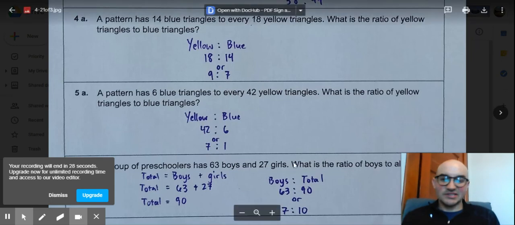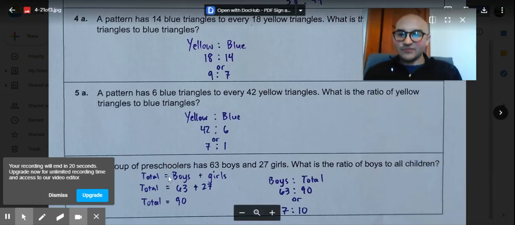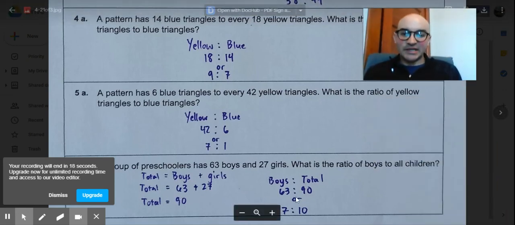Last problem here. Let's see if we can beat the clock. It's asking us to find the ratio of boys to everyone. And so we find the total, we add them up, we get 90. Boys to total is 63 to 90. We simplify it by dividing by 9. The 63 and 90 are both multiples of 9, so I divide by 9. 63 divided by 9 gives me 7, and 90 divided by 9 gives me 10. Ooh, looks like we beat the clock.